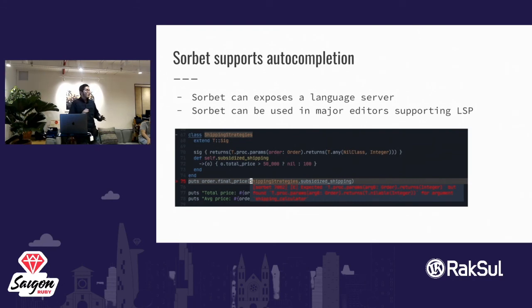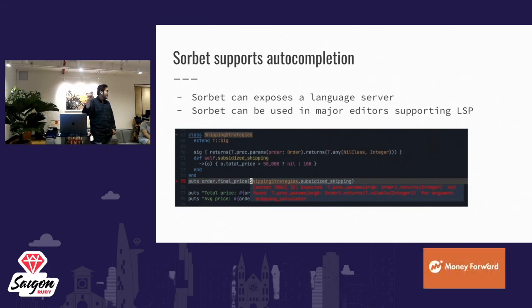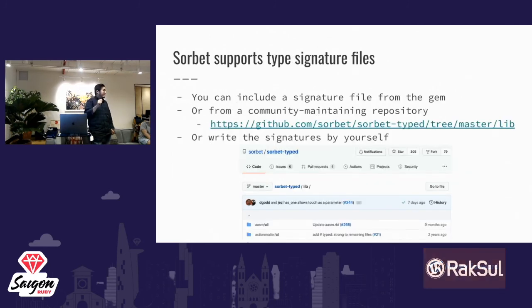It means that if you use major editors like Vim, Emacs, or Visual Studio Code, you can benefit from this. It can integrate directly into your editor, and you can have autocompletion and even static analysis right in the editor, in your everyday experience. And finally, Sorbet supports signature type files.